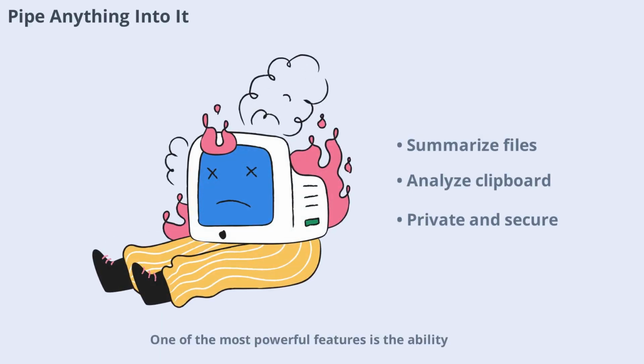One of the most powerful features is the ability to pipe any text or file into the LLM. For example, you can summarize a file, analyze clipboard contents, or even debug log files by piping them directly into FM. This turns your Mac into a private AI assistant that can handle a variety of tasks, all without sending your data anywhere. It's a seamless way to integrate AI into your daily workflow, automating repetitive tasks and saving time.